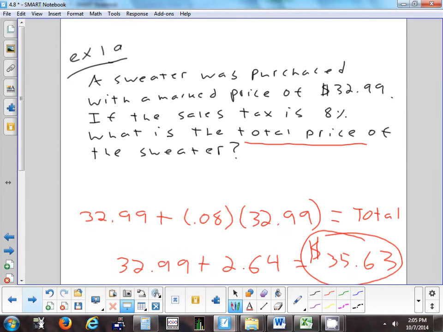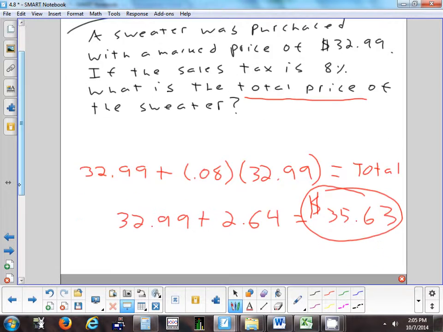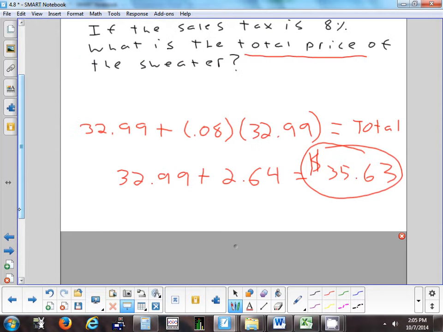The 264? That's 0.08 times 32.99. Use the calculator, and it comes out to 264. Yep, that's 8% of 32.99. Oh, okay. Wait, so you multiply the 0.08 and then 32.99? Yes, multiply them together. Then that's the tax. Then you add the tax to the original cost. That's the total price you pay in the store.